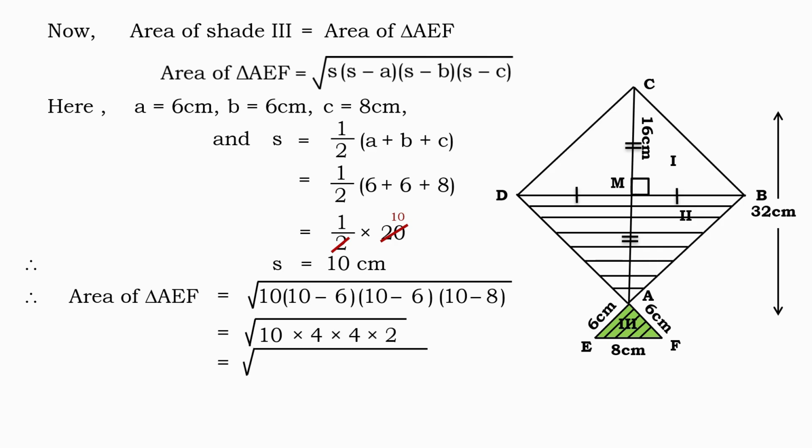Now 10 means 5 into 2, then 4 and 4 and 2. Here we can make a pair of 2s and a pair of 4s. Only 5 we can't make a pair, so 5 will remain inside the square root. So 4 and 2 will come out, and it will become 8 root 5. Now we need to find the decimal value of the square root of 5.